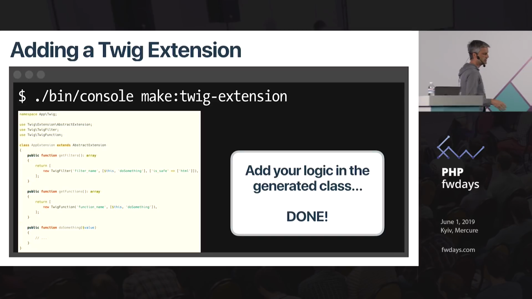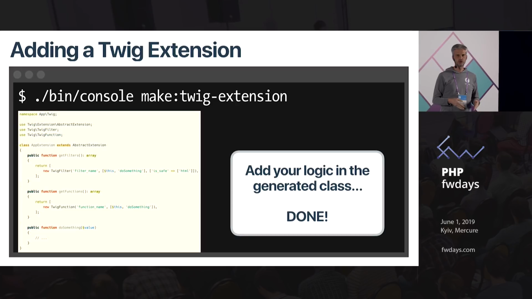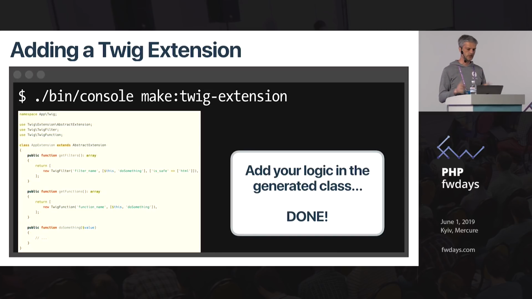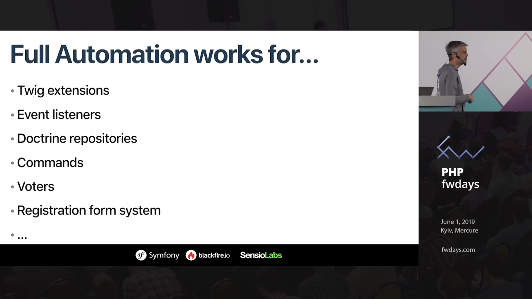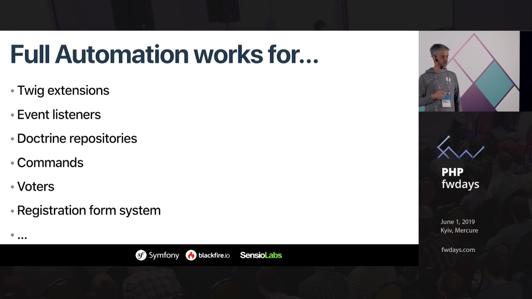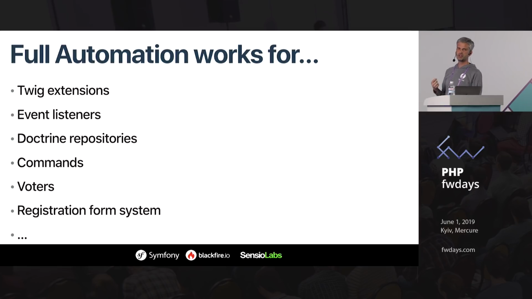You create a Twig extension via the make Twig extension command. You have a template, you write your logic in this class template, done. You don't need to register anything, you don't need to ask any question, you don't need to read the documentation. It's only about your code, that's all. And this kind of automation works for a bunch of things. Twig extensions, as we've just seen, event listeners, doctrine repositories, voters, commands, registration form system, users, and again, we are adding more on a regular basis.